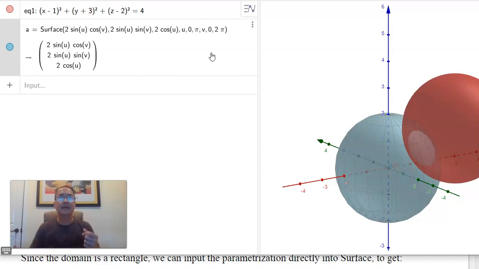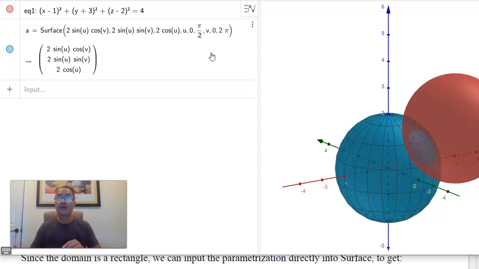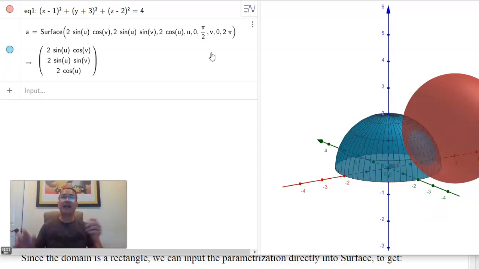Okay? Did you get the right answer? Upper half. You still need to go full circle around, but only halfway going down. So therefore that should be pi over 2. And yep, that's the upper half.